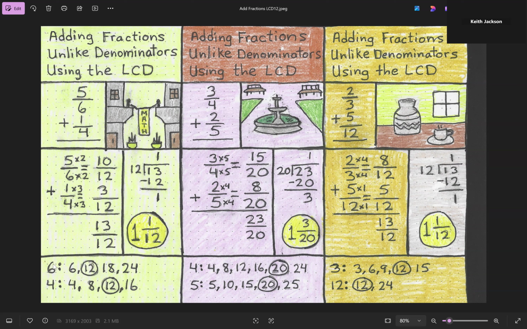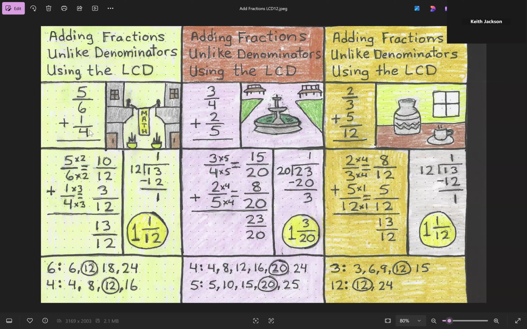We're going to do that by counting by sixes, and then we're going to count by fours. So let's count by sixes: 6, 12, 18, and 24. And then let's count by fours: 4, 8, 12, and 16. Noticing that I can circle 12, because 12 will be our least common denominator for this particular problem.